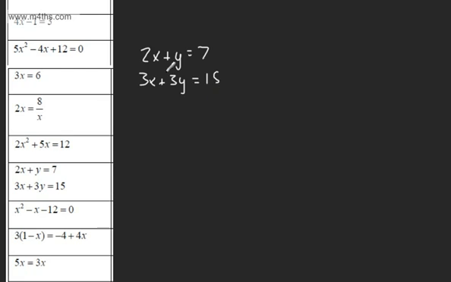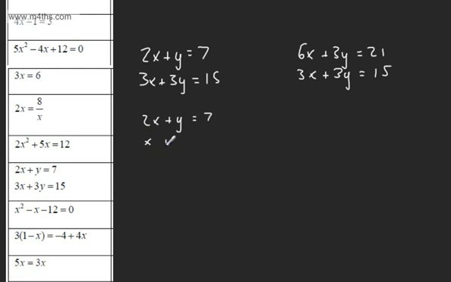Now with this one, I've got two choices. I'm going to make the y's the same. I can either multiply all of this one by 3. If I did that, what I'd end up with now is 6x plus 3y is equal to 21. And then the other equation below would be 3x plus 3y is equal to 15. That could be a choice. Alternatively, I could just divide all of this by 3. So my equations would be 2x plus y is equal to 7. And then we'd have x plus y is equal to 5. All I've done is divided it to make the y's the same.